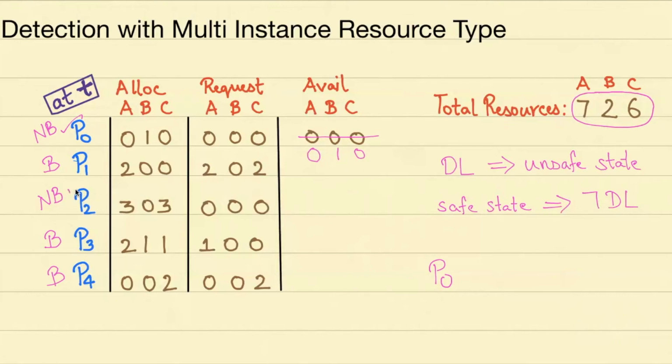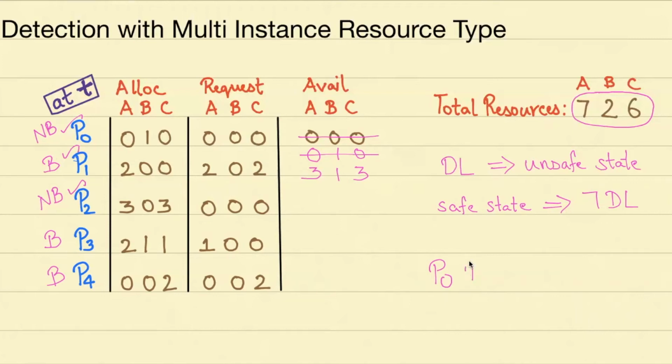P2 also is not blocked. It can complete and release the allocated resources, which will be added to the availability. So it becomes 313, because 010 plus 303 is 313. I check whether P1 is blocked currently. Now with this availability, can I satisfy P1's request? Yes, I can satisfy P1's request now.